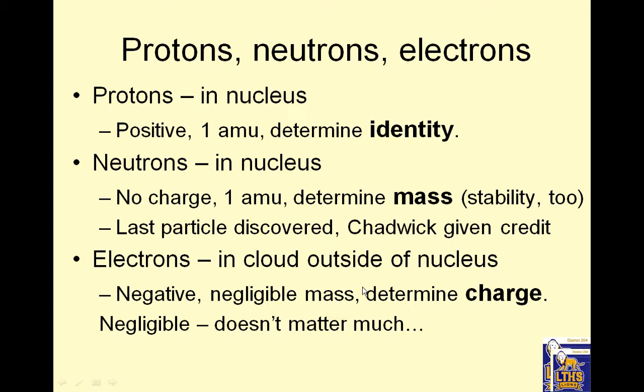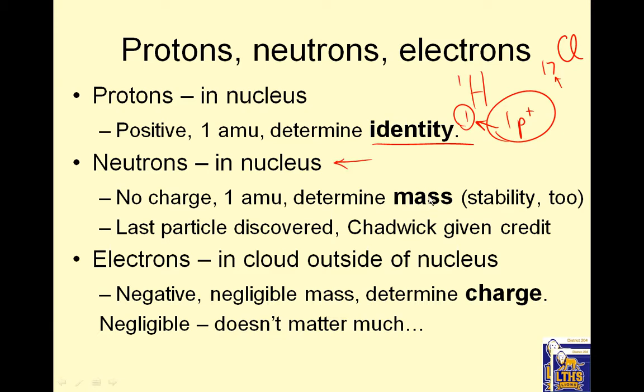So protons, where are they? In the nucleus. They're positively charged, and what they do is identify an element. Hydrogen has one proton. Any element that has one proton is hydrogen. Hydrogen is the only element with one proton. So you might be saying, which element has 17 protons? Chlorine. So protons are the identity. It's also called atomic number. They're in the nucleus, and they weigh 1 atomic mass unit.